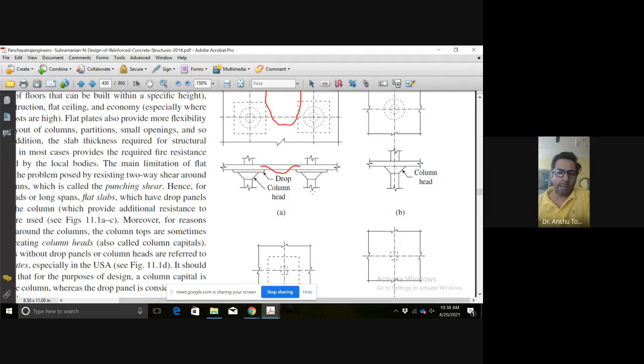Load transfer mechanism in flat slab is using moment as well as shear.